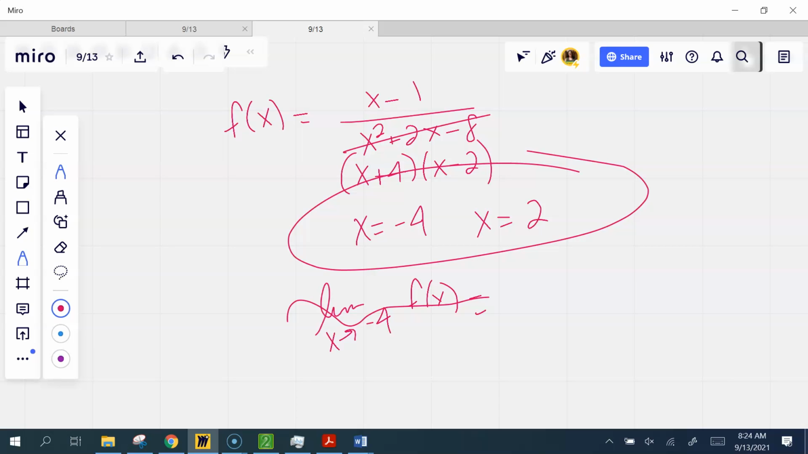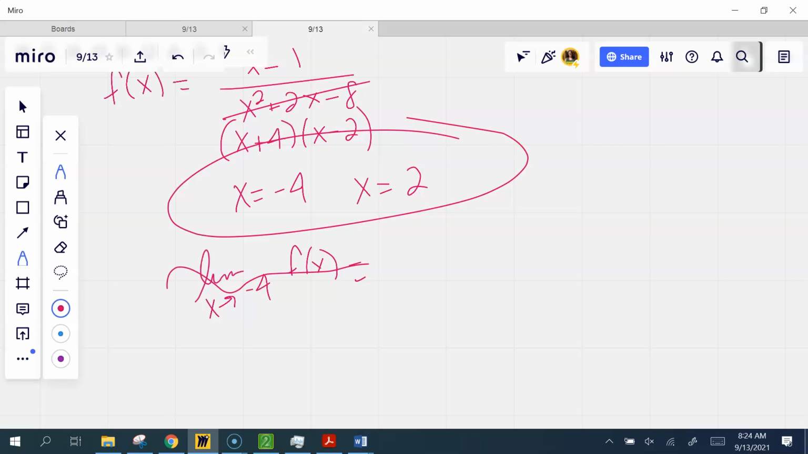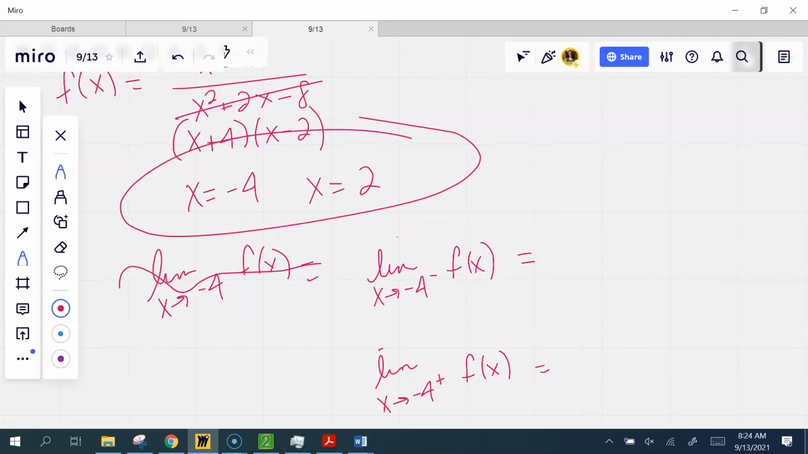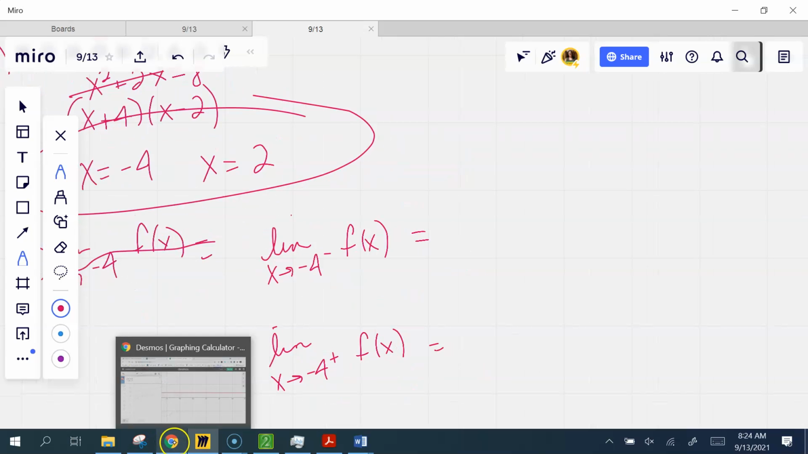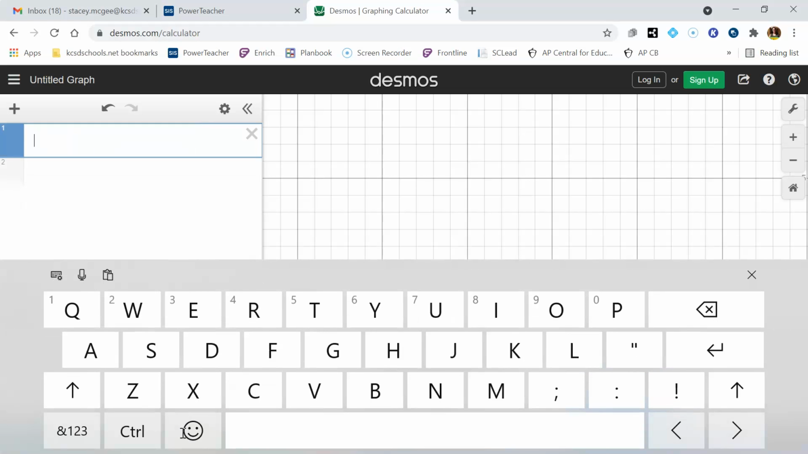Oh, part B does ask you for the limit. Using limits, describe the behavior of f of x to the left and right of each vertical asymptote. So each one's going to have two parts. It's going to have the limit as you approach from the right and the limit as you approach from the left. So you'd have the limit as x approaches negative 4 from the left, and then you'd have the limit as x approaches negative 4 from the right. And you would need to graph this to see. What do we have here? X minus 1.